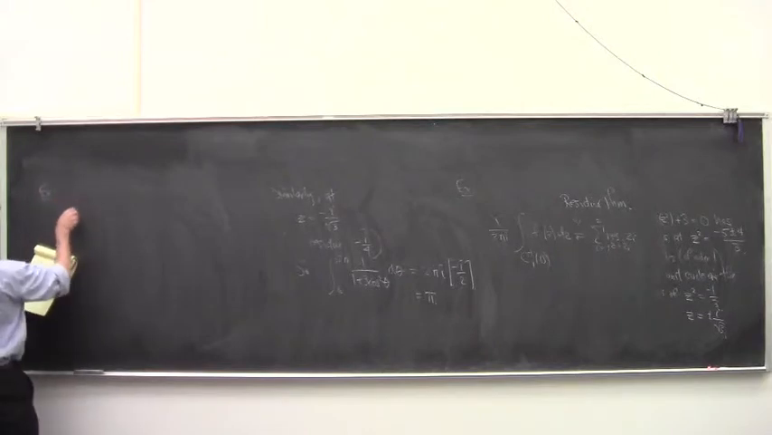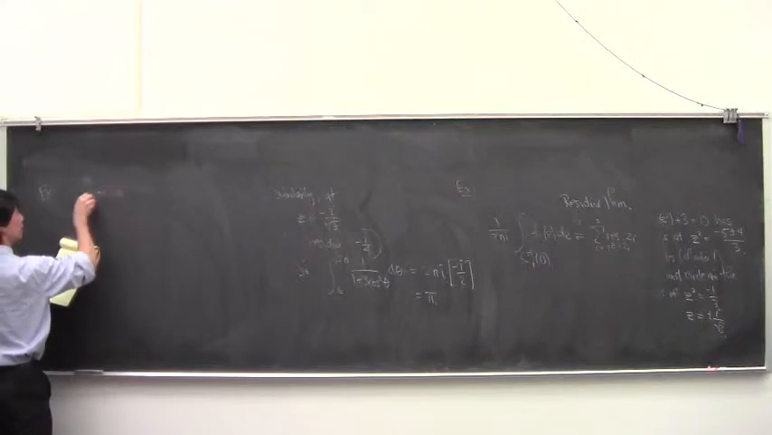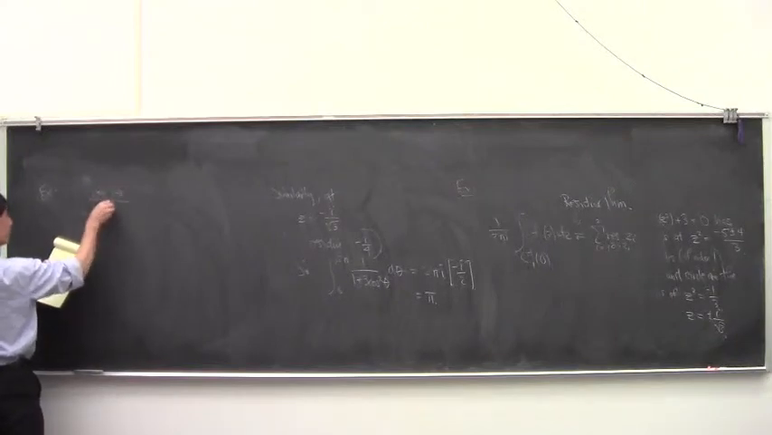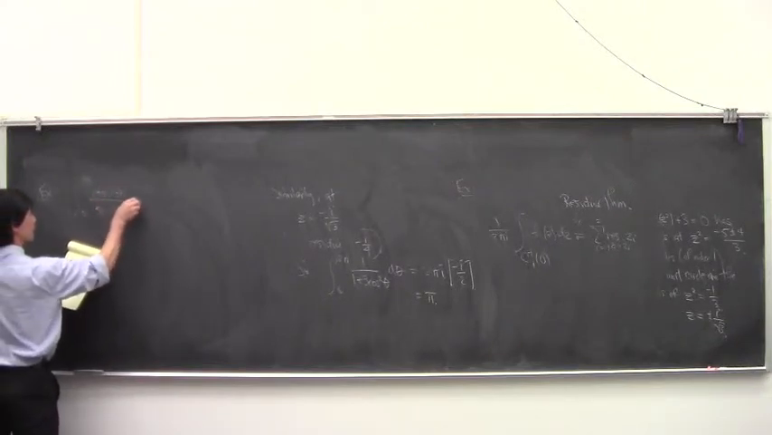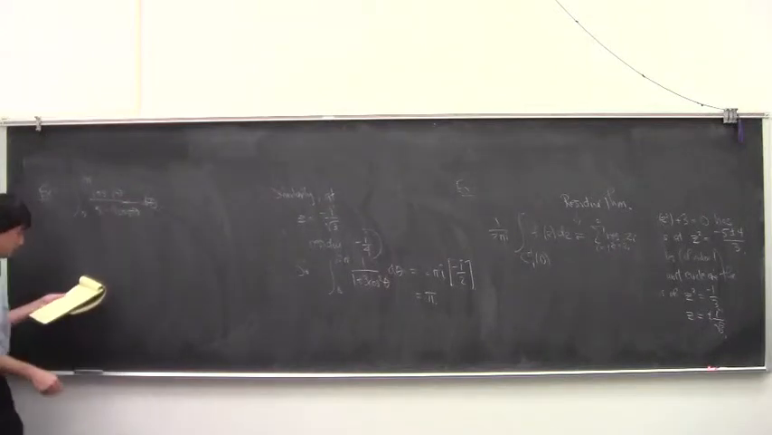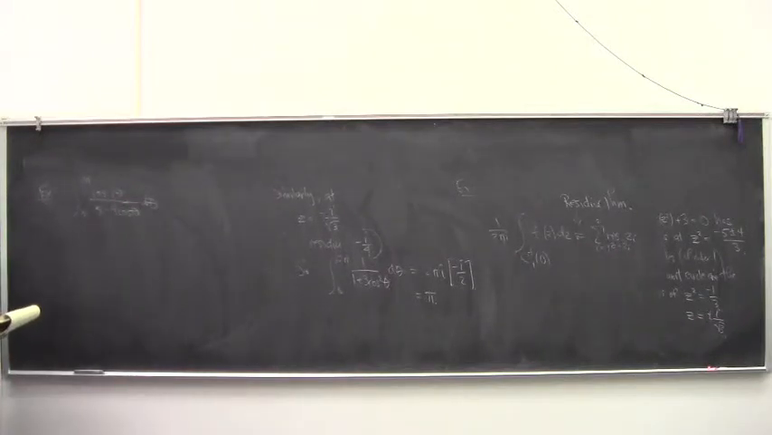Another one: the integral from 0 to 2 pi of cosine 2 theta over 5 minus 4 cosine theta. Well, at least take, say, 3 minutes and see how far you can get on this.